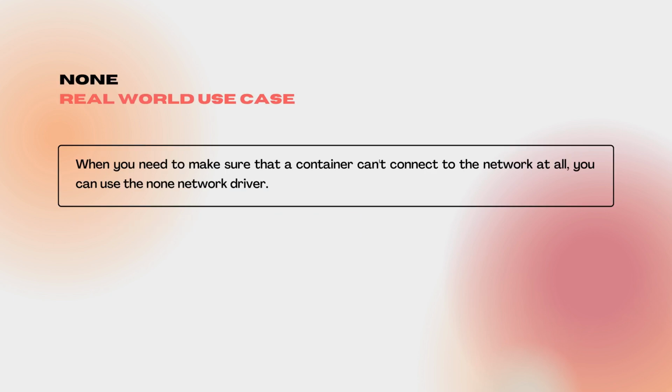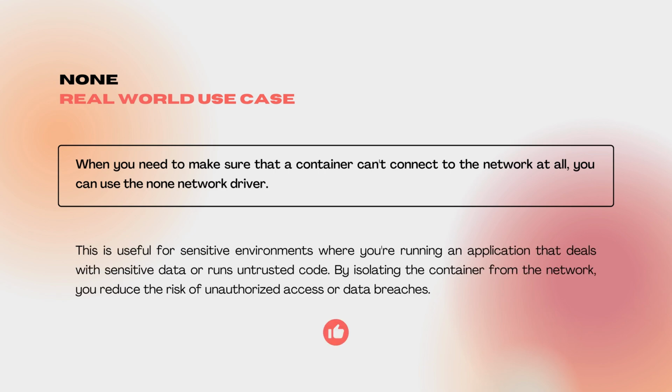In a real-world scenario, when you do need to make sure that a container can't connect to any network at all, you can use the none network driver in that case. This is particularly useful for, let's say, sensitive environments where you're running an application that deals with sensitive data or runs some sort of untrusted code. And by isolating the container from the network, you can also reduce the risk of unauthorized access or potential data breaches.